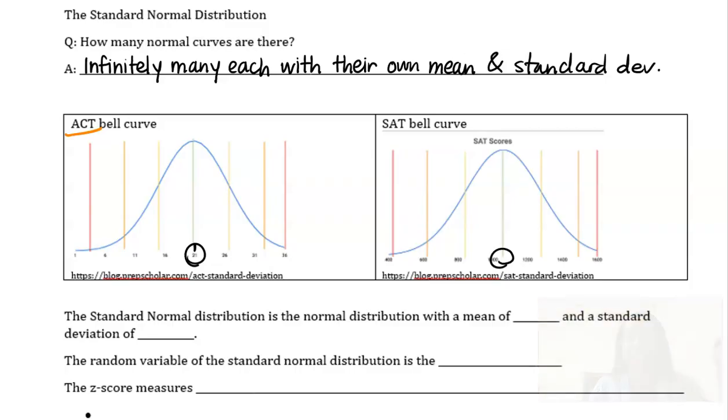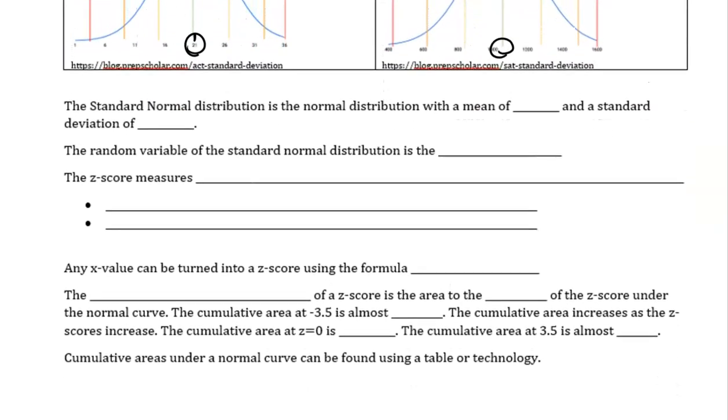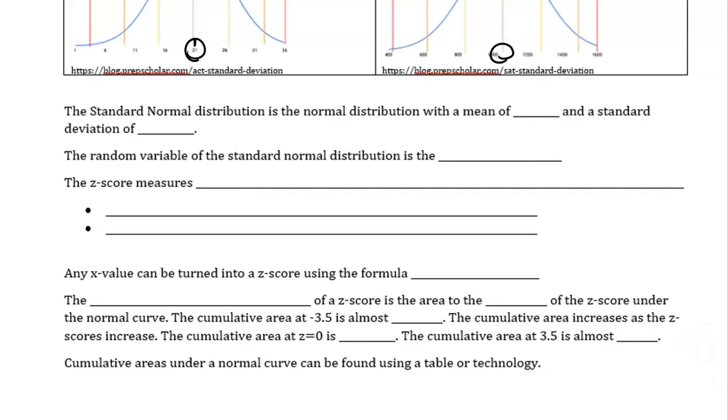So what we do is we standardize it. We standardize it by saying the standard normal curve, or the standard normal distribution, will be the normal distribution with a mean of 0 and a standard deviation of 1.